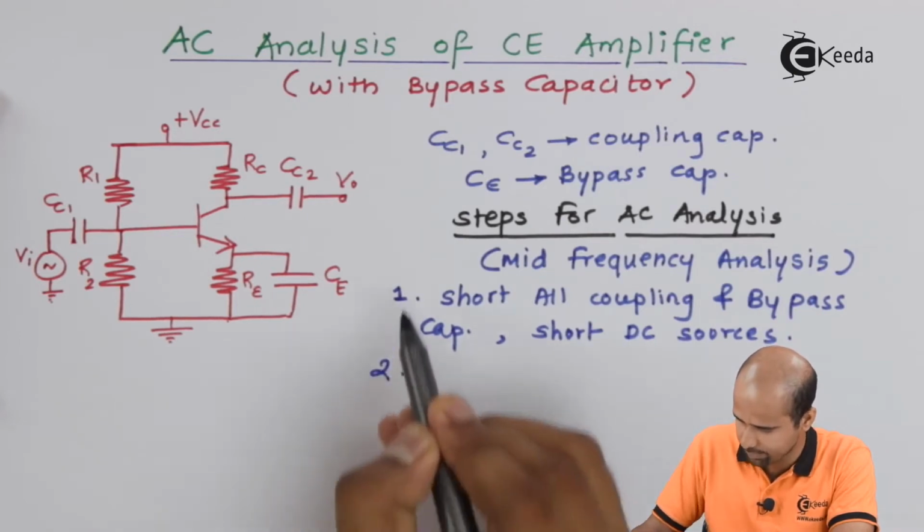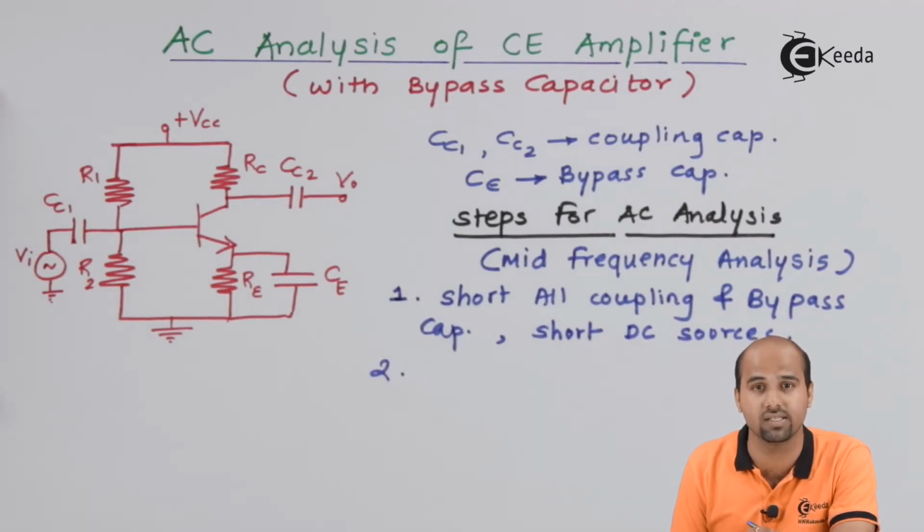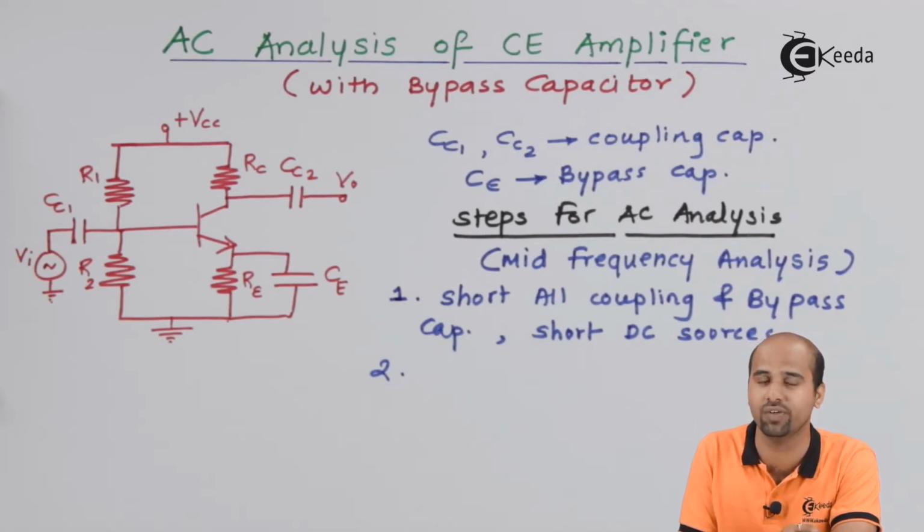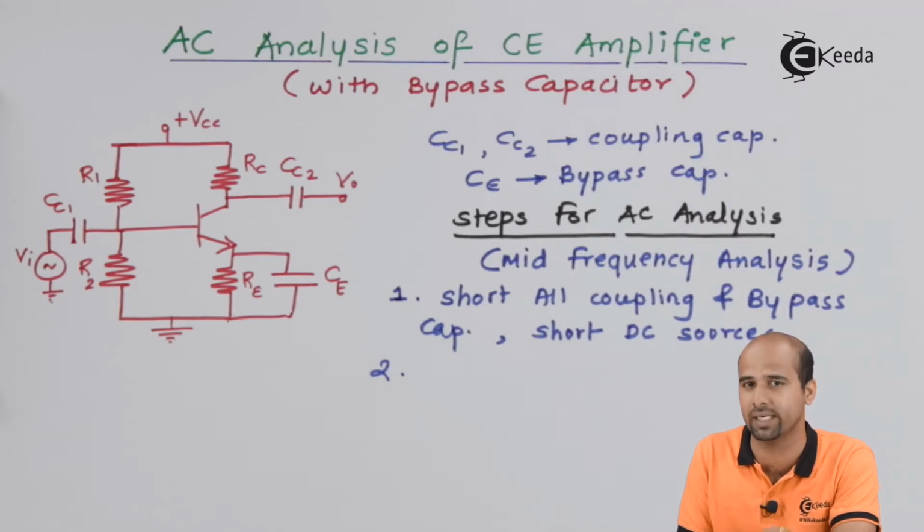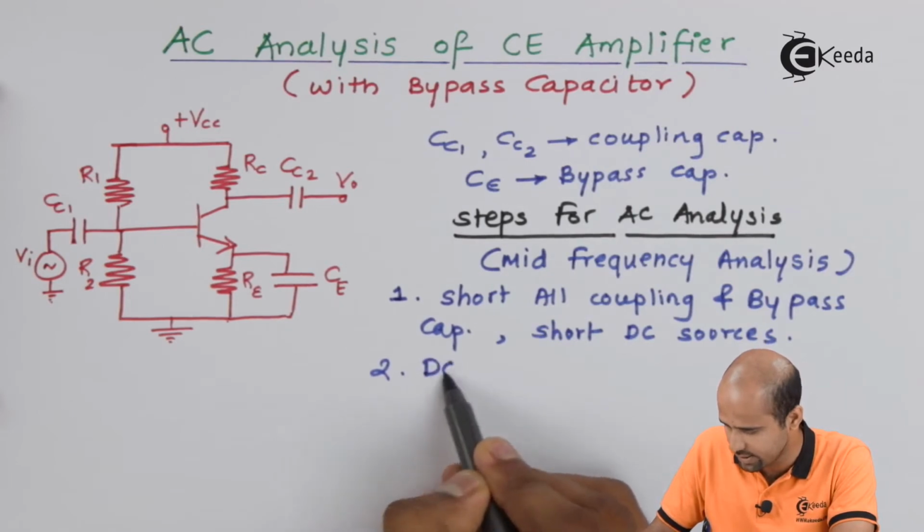Second step is nothing but DC analysis. The question arises, why do we require DC analysis if we are going for AC analysis? In the previous video, we learned three parameters, that is re, small r pi, and gm. All these parameters we get to know once we do DC analysis and have the values of IBQ and IEQ, and we get those values only by doing DC analysis. So the second step is DC analysis.